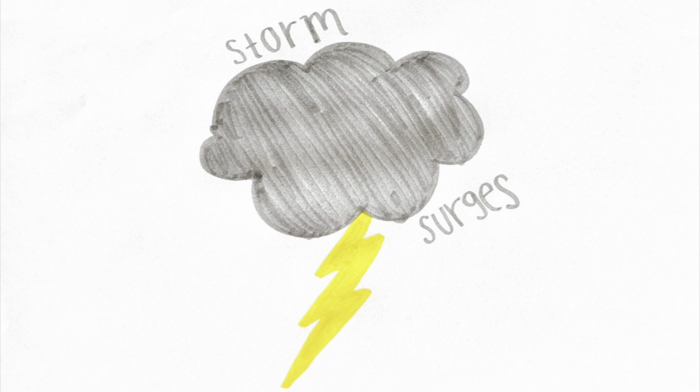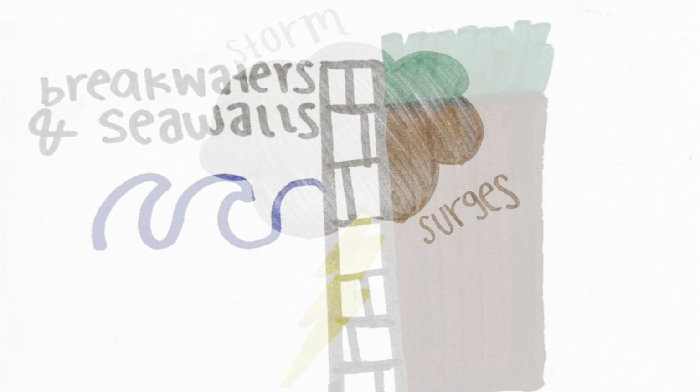Coastal erosion can be exacerbated by weather events. For example, during a storm surge, high winds and decreased air pressure cause water levels to rise above the high tide mark, endangering both infrastructure and people. Sea level rise can make storm surges worse.